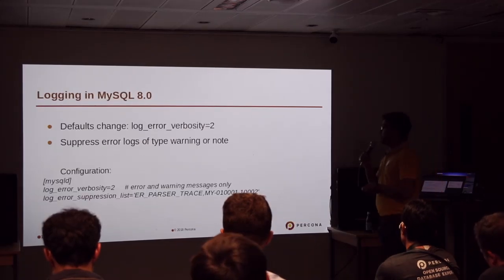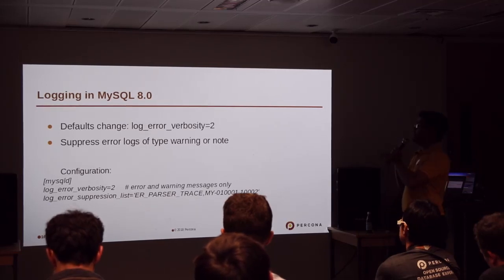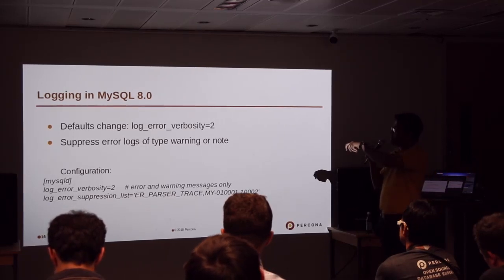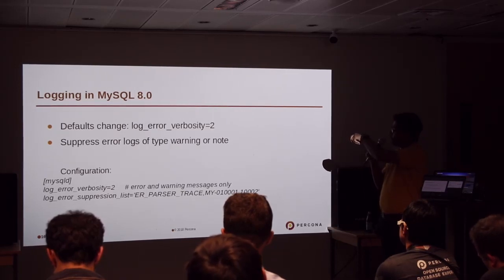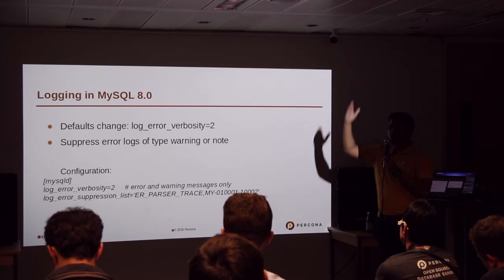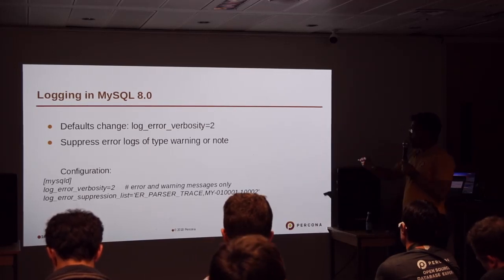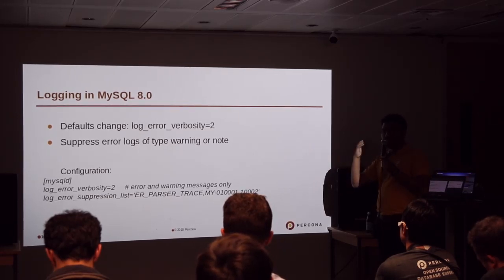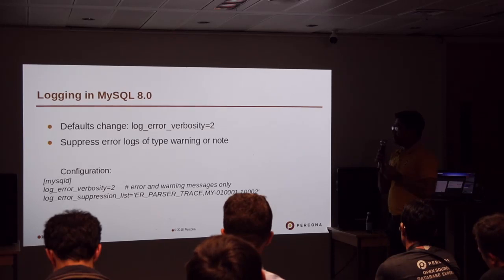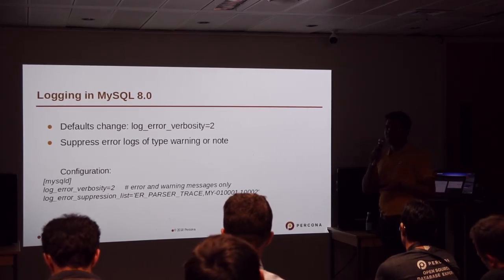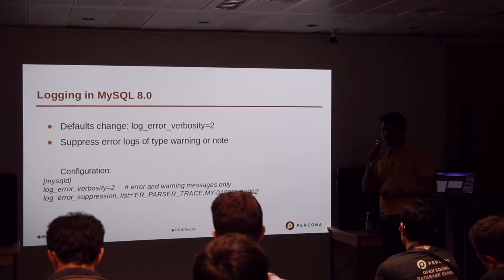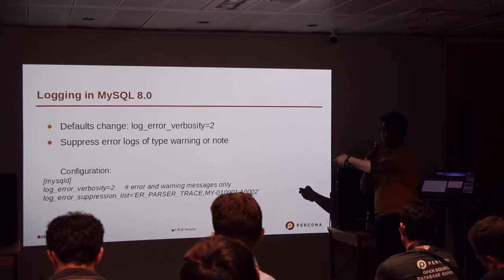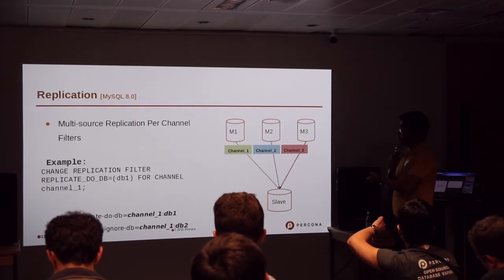Okay, we are about to end, only two slides. Logging: this has changed. The log_error_verbosity is 2 now. Earlier we used to see the start sequence and stop sequence. Now the only things you'll see by default when you start MySQL are warnings and errors. If you want more information, change it to 3. And you can suppress a particular warning if you see, for example, a packet drop that you're aware of, and it's annoying and unnecessarily taking space in the error log. You can suppress that particular warning or error. So that is what we have.